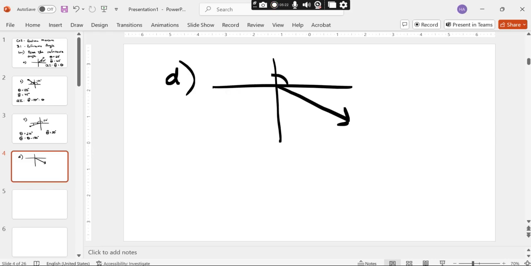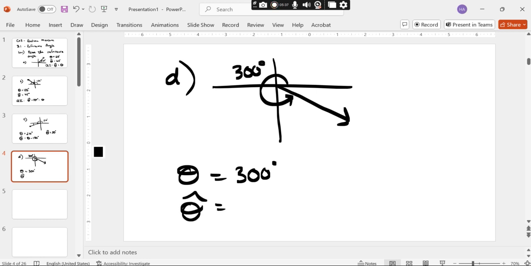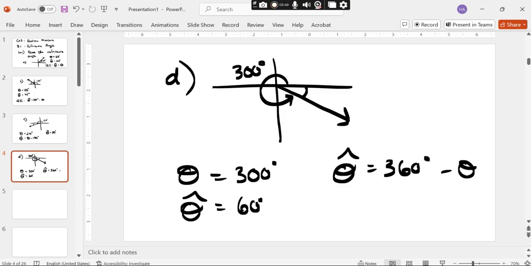I'm going to say this guy is 300 degrees. So theta is 300 degrees. The reference angle, someone said, is 60. How did you get that? Yeah, it's the gap between the 360 and the 300, which is 60 degrees. And the formula for it would be theta hat is equal to 360 degrees minus your angle itself.